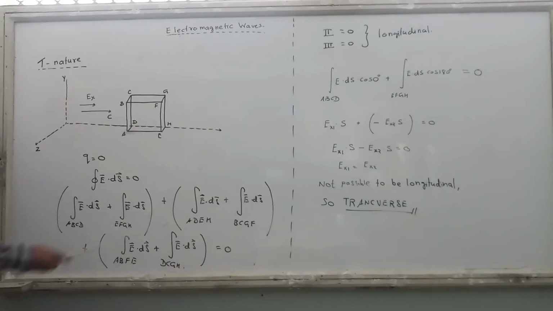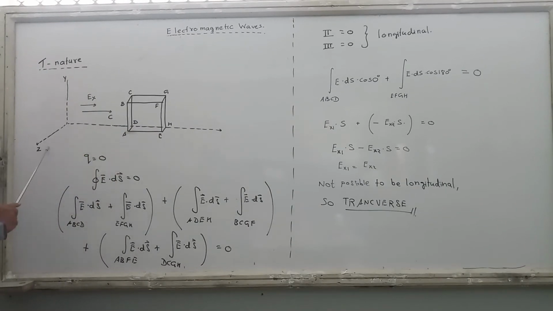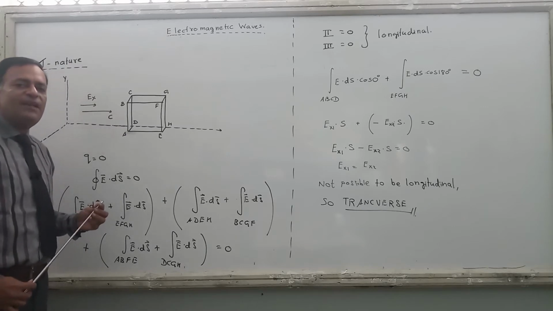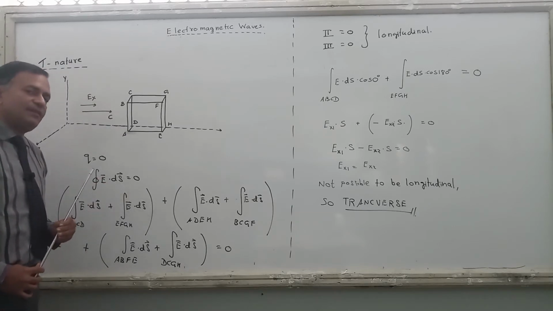I have a system of x, y and z axis, and on this system I have a cuboid. The name of the cuboid is A, B, C, D, E, F, G, H. The electromagnetic wave is traveling in the x direction, and in the beginning I will also assume that the waves are longitudinal and the electric field is also in the x direction. So before starting, what I am assuming is that electromagnetic waves are longitudinal waves.